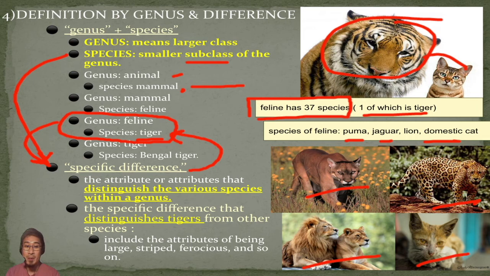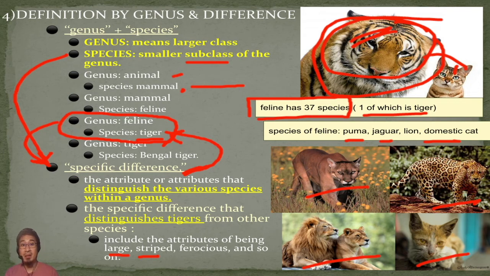And then what are those? This includes being large, striped, ferocious, and so on. Pero ang pinagkaiba lang naman ng tiger, specific difference of the tiger with other species of the same class is yung stripes niya. Na makikita kang stripe. Well, pwede rin naman magkaroon ng stripe yung domestic cat, pero mas malaki na ang tiger. So if you try to indicate those attributes, we are talking about specific difference. Okay? So ang tiger pwede rin maging genus, pero may species din ng pagiging tiger like Bengal tiger at kung ano-ano pang tiger.